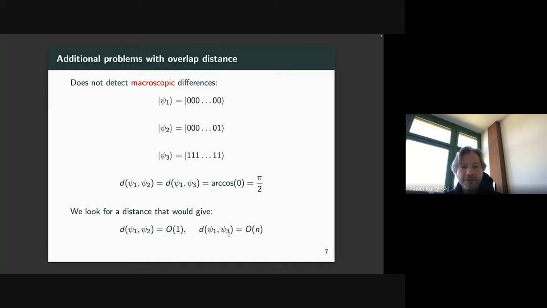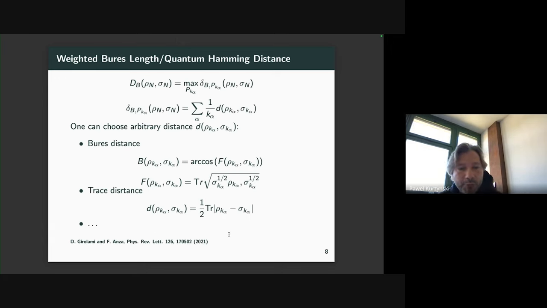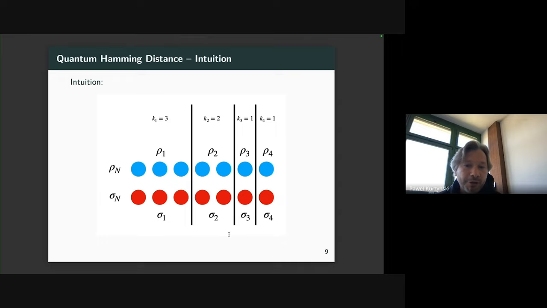And you feel that we are going towards this idea of Hamming distance. Such a thing was proposed. It was a beautiful idea by Girolami and Anza. They published a paper in 2021. They introduced something called Weighted Bures Length. But in fact, this is exactly the quantum Hamming distance. That's why we refer to it as quantum Hamming distance, because we believe that this name is much more intuitive. And this is the definition, and when you first look at it, it looks kind of complicated. So maybe before I discuss it, let me go to this slide. I'll give you some intuition, and then I'll go back to the definition.